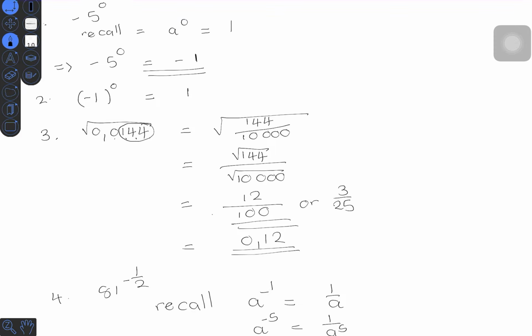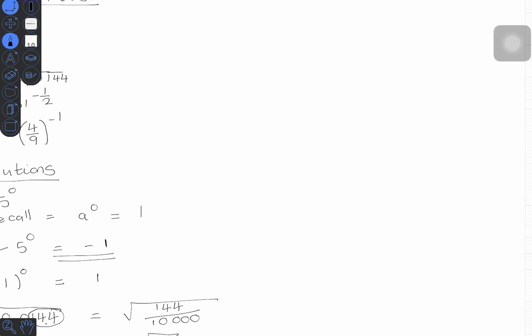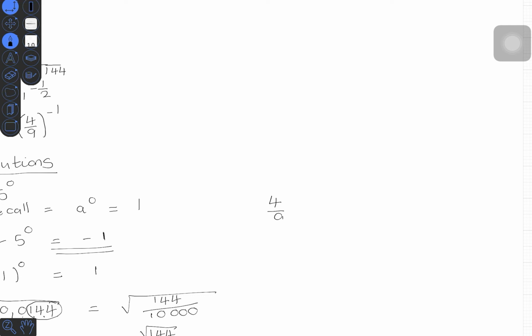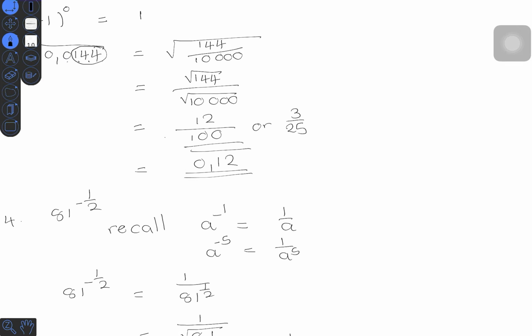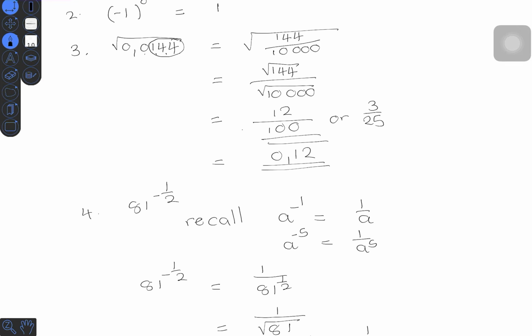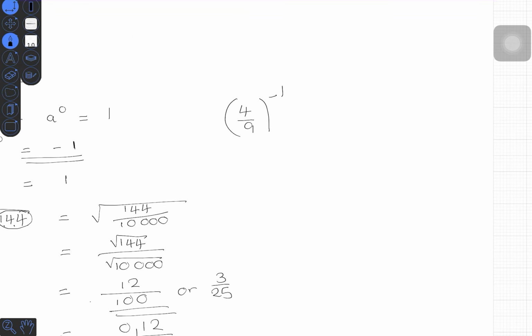And then moving on to the last question for the day. We have 4 over 9 being raised to the power minus 1. Remember, I said recall that a to the power minus 1 is 1 over a. So the same applies there. It's 1 divided by 4 over 9. Right, so 1 divided by 4 over 9 is the same as 1 times 9 over 4, which is equal to 9 over 4. This is how you easily simplify it.